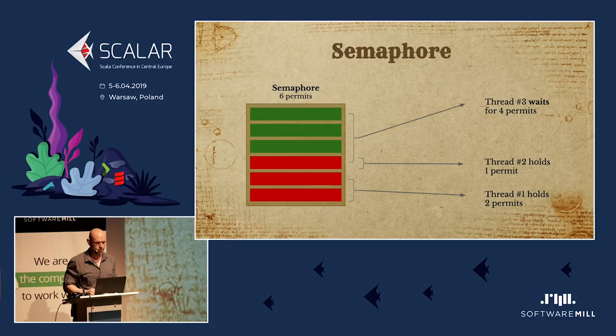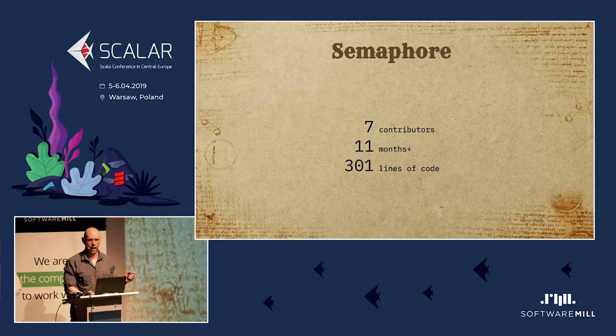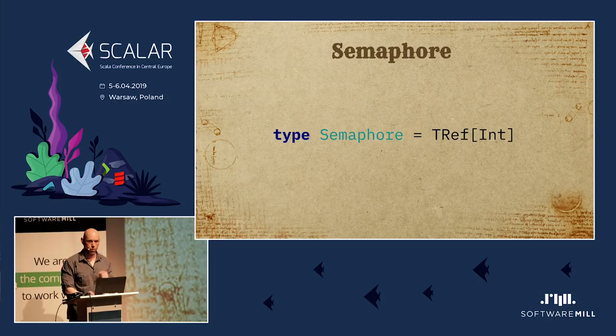The average functional semaphore out there took around 7 really smart contributors who are experts in concurrency, 11 plus months, and involves 301 lines of painstakingly developed code. That's a lot. These are very complex things, and it's very challenging to attempt this unless you have the required background. Let's see how you could implement a semaphore using STM.